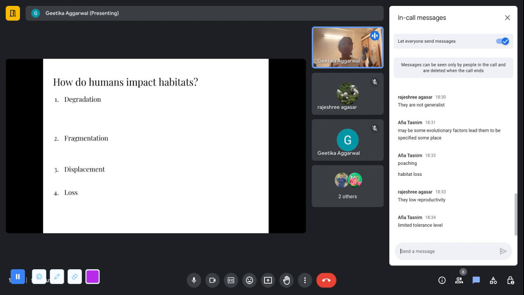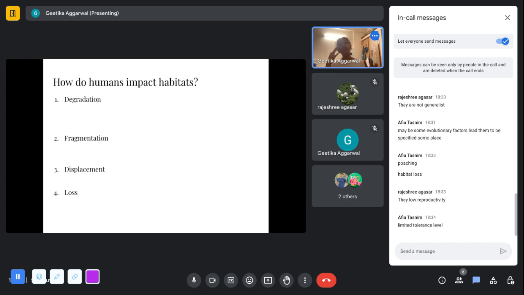So in a way, if you're impacting habitat, that is how we are impacting the species that are living in their habitat. So how we are impacting the habitats, there are four broad categories. There is degradation, there is fragmentation, displacement, and loss. So can you guys tell me what are these four categories and how they're different from each other? What is habitat degradation, what is fragmentation, what is displacement, and what is loss?